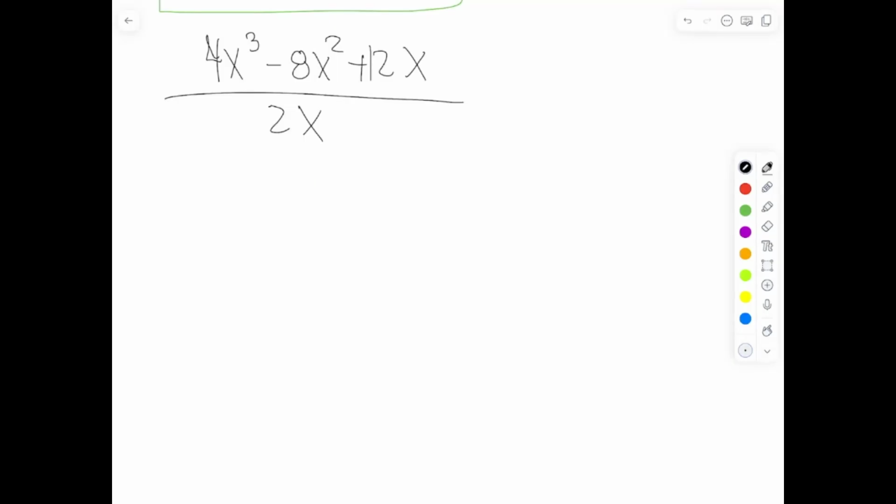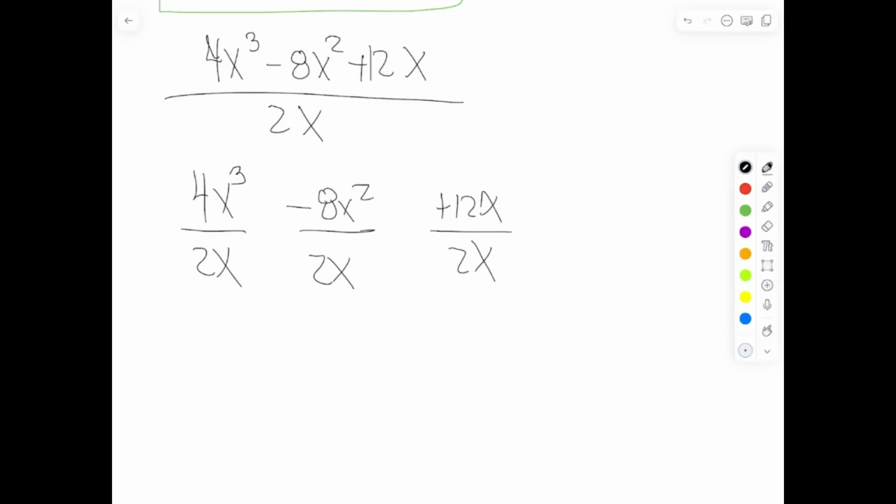4x to the third over 2x. What's next? You do 2x over that, and 12x over 2x. Very good. So what's 4 divided by 2? 2. What is 3 minus 1? 2, x squared.